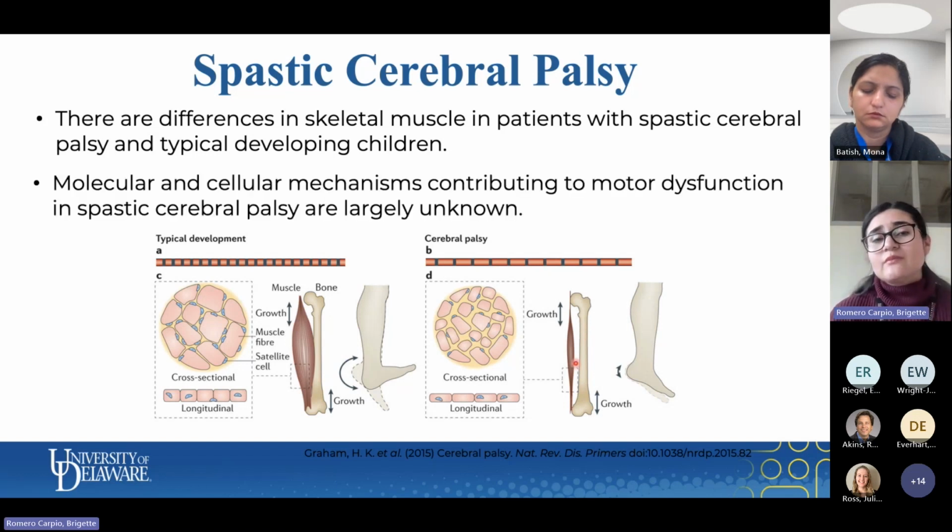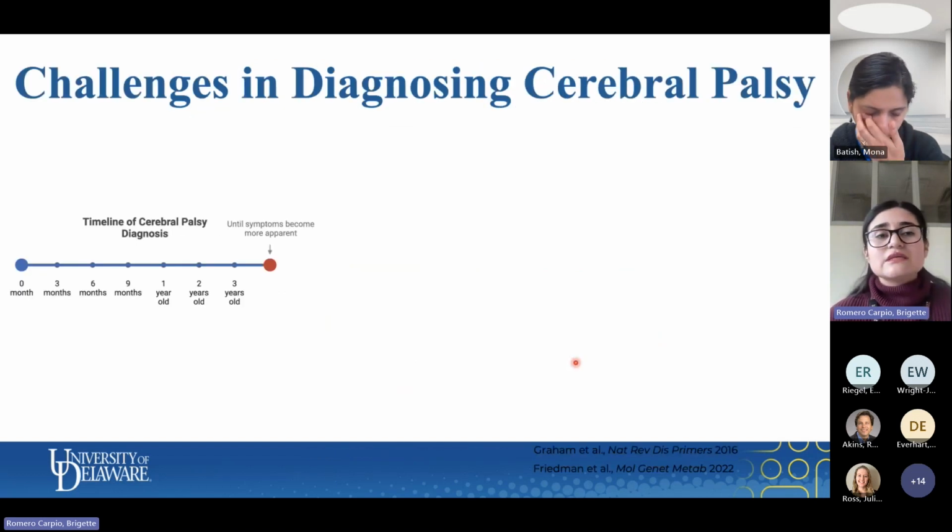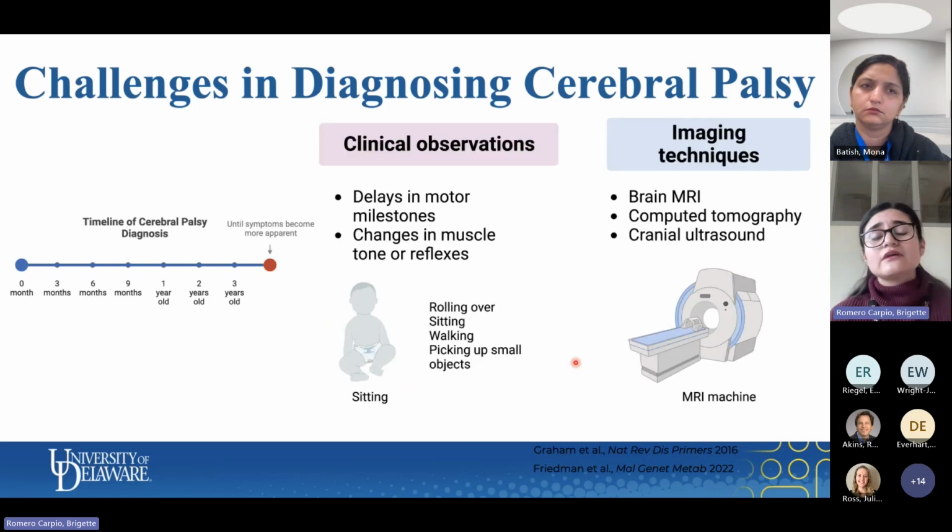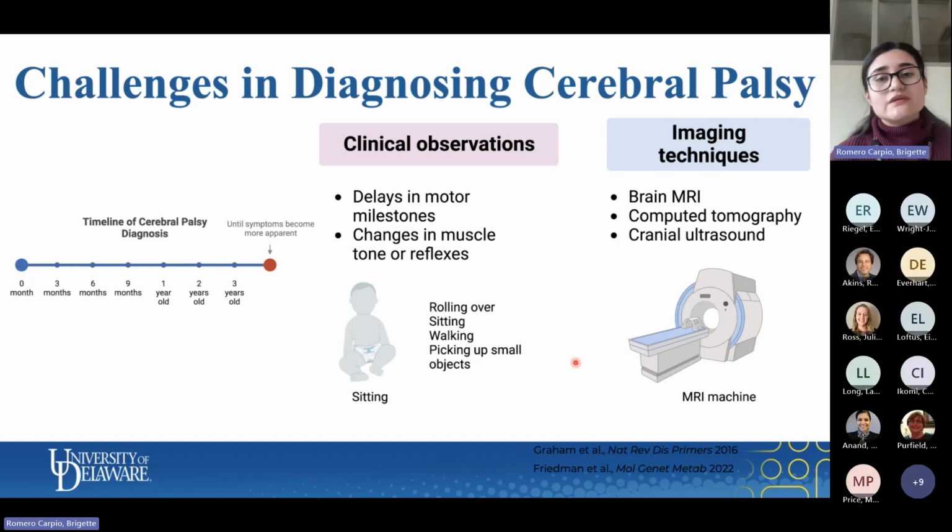However, the molecular and cellular mechanisms contributing to this motor dysfunction in spastic CP are still largely unknown. And despite all these small findings, currently it is challenging to diagnose CP. This diagnosis is often delayed for several months or even years until the symptoms become more apparent. Diagnosis mostly relies on clinical observations and imaging techniques. However, approximately 40% of the children diagnosed through these techniques do not go on to develop CP. That's why there is a pressing need for a specific method that can identify the disease at an early stage.